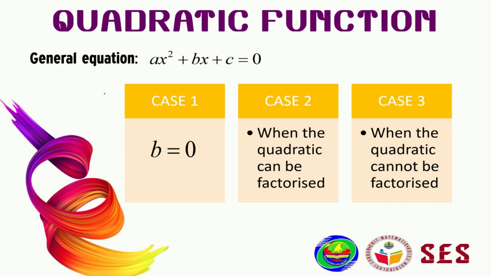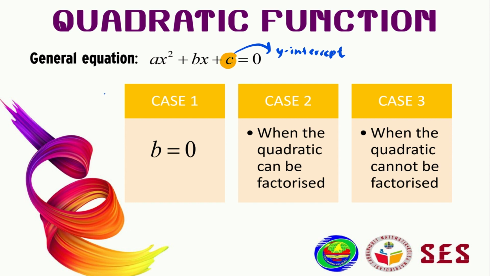So now we will continue in discussing how to sketch the graph of a quadratic function. A quadratic function has its general equation as ax squared plus bx plus c equals 0. Please note that this c here gives us the y-intercept straight away.